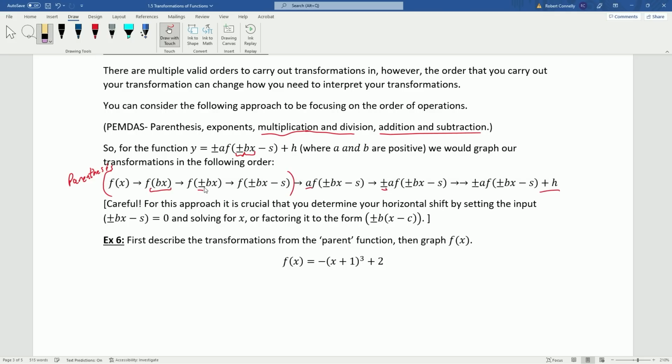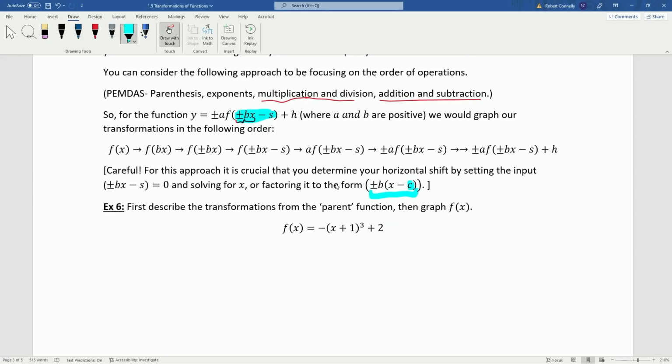One thing I want to point out, though, is that to make sure you're not making mistakes on interpreting your transformations, your horizontal shift should always be determined by taking your input, that's this thing, and setting it equal to 0 to solve for x, or first factoring your expression into this form, and then your horizontal shift would be given by c. But personally, I think it's simpler to just consistently take this, set it equal to 0. I find that students make the least mistakes if they take this approach.